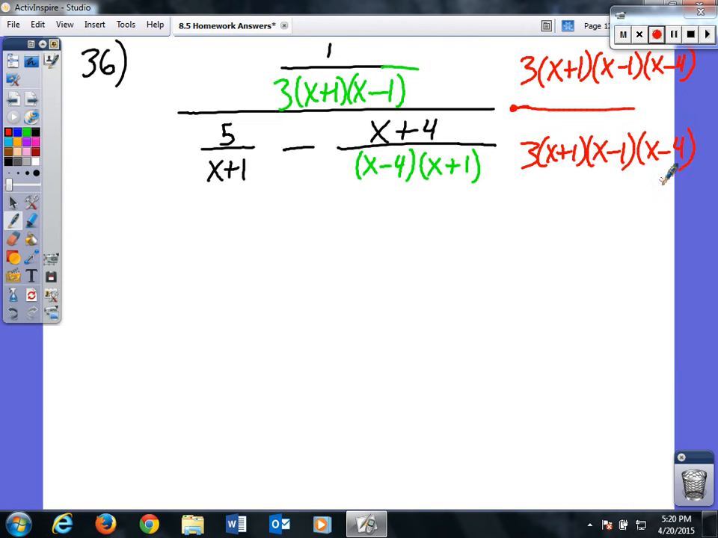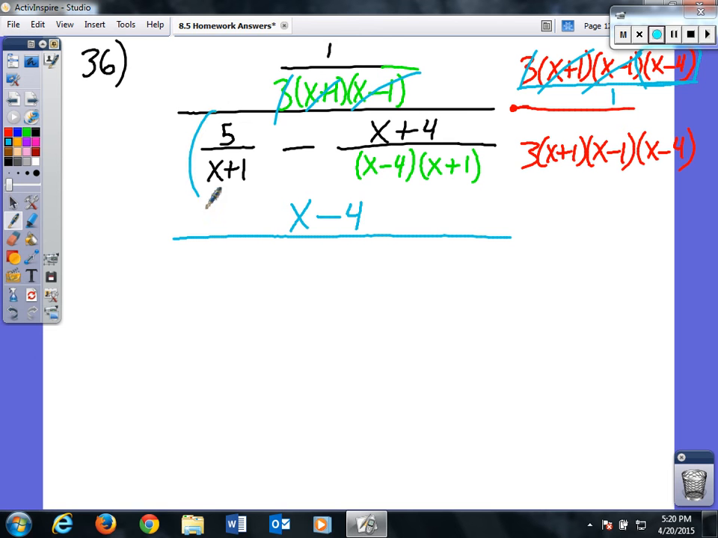All right. So on the top of the fraction, we're going to look for things that will cancel. So when we multiply this 1 over 3 times x plus 1 times x minus 1, multiply that by 3 times x plus 1 times x minus 1 times x minus 4. Again, it may help to think of that as being over 1. So we have a 3 on top, a 3 on bottom. We have an x plus 1 on top, x plus 1 on bottom. We have an x minus 1 on top, x minus 1 on bottom. So all we're left with is this x minus 4 on the top. So that will all cancel down to x minus 4 over whatever we get on the bottom.